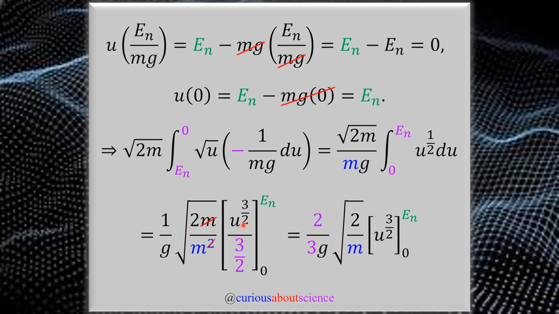And then we see here that we add 1 to the power, so that gives us 3/2 power, and then we divide by the new power. Since we're dividing by a fraction, we multiply by the reciprocal, and that's why we see 2/3 over here, and g there now has some companionship. And now we see the square root simplifies to 2 over m, and we have u to 3/2 power. They need to be evaluated from En to 0. So not that bad of an integral, all things considered.